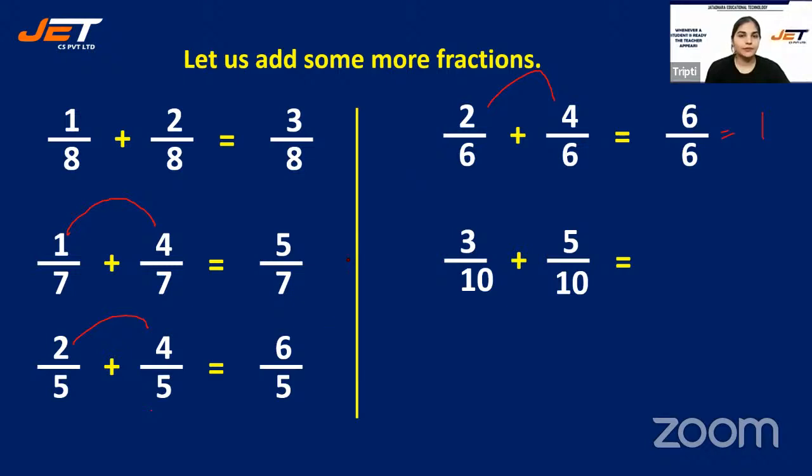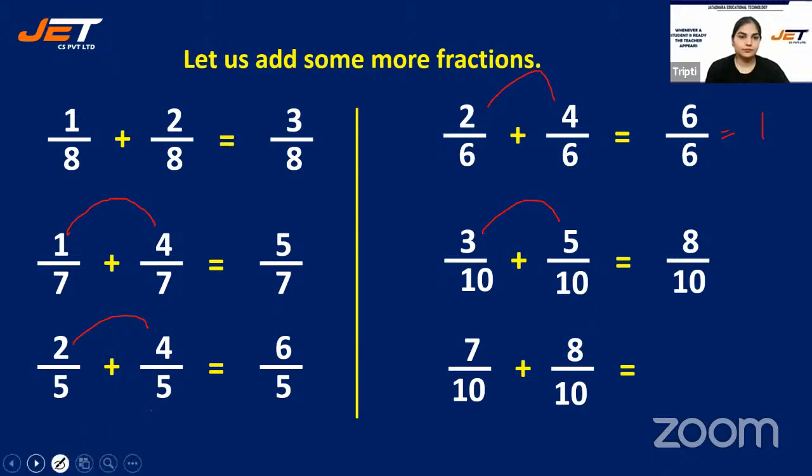which is one whole. 3 by 10 plus 5 by 10. So 3 by 10 plus 5 by 10 is 8 by 10. 7 by 10 plus 8 by 10. Yeah, it's 15 by 10.